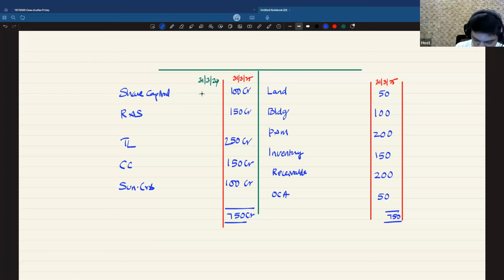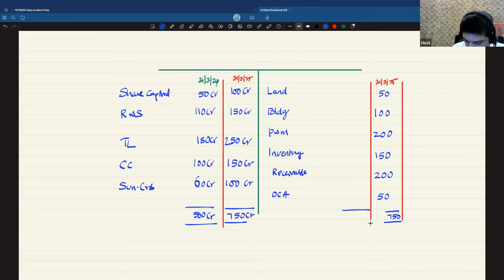Let's see what was their capital. Their capital was only 50 crore. Okay. Their reserves and surplus is 110 crore. Term loan was around 180 crore only. Okay. Cash credit was at around 100 crore. Sundry creditors was around 70 crore. Now if you total and see, it is 50 plus 110 plus 180 plus 100 plus 70. So the total was around 510 crore. For simplicity purposes, I'll make this as 500 crore.